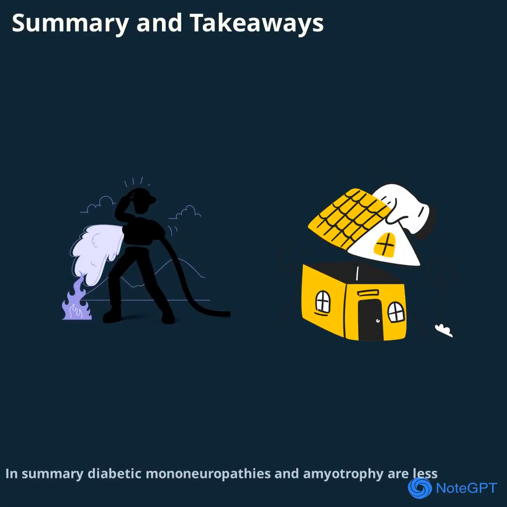Summary: diabetic mononeuropathies and amyotrophy are less common but important complications of diabetes. They can cause sudden severe symptoms but usually have a good prognosis with proper management. Early diagnosis, patient education, and intensive rehabilitation are key to recovery. By understanding these conditions, patients and caregivers can approach symptoms with confidence and optimism, knowing that most cases resolve with time and care.